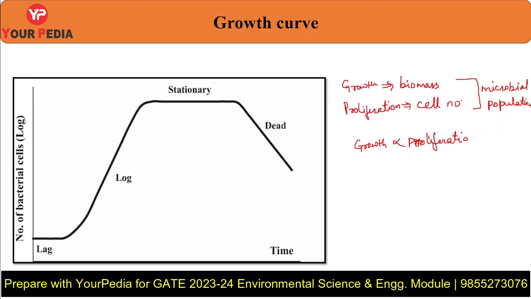That means an increase in cell number should also mean that there is an increase in the total biomass of that microbial population and vice versa. And if there is any mismatch in this proportionality, then the growth that results is called imbalanced or unbalanced growth. All right. So that's pretty much about it.